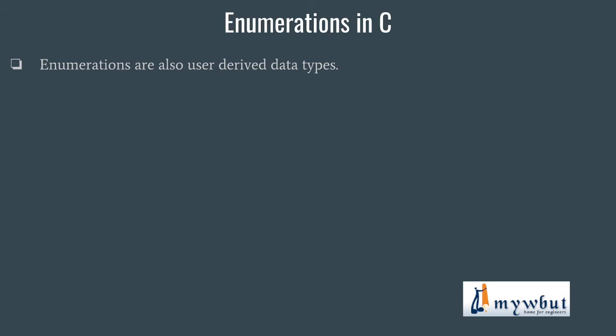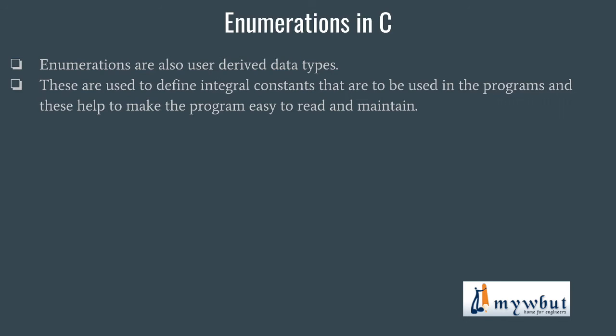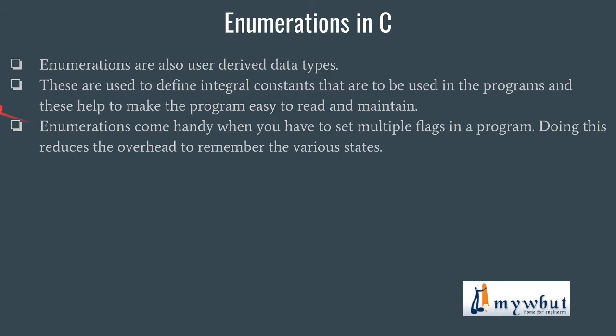Okay, so before going to the code, we will also discuss enumerations in C. Enumerations are also user-derived data types. These are used to define integral constants that are to be used in the programs, and these help to make the program easy to maintain. Enumerations are analogous to macros, but they're slightly different. Enumerations come handy when you have to set multiple flags in a program. Doing this reduces the overhead to remember the various states.